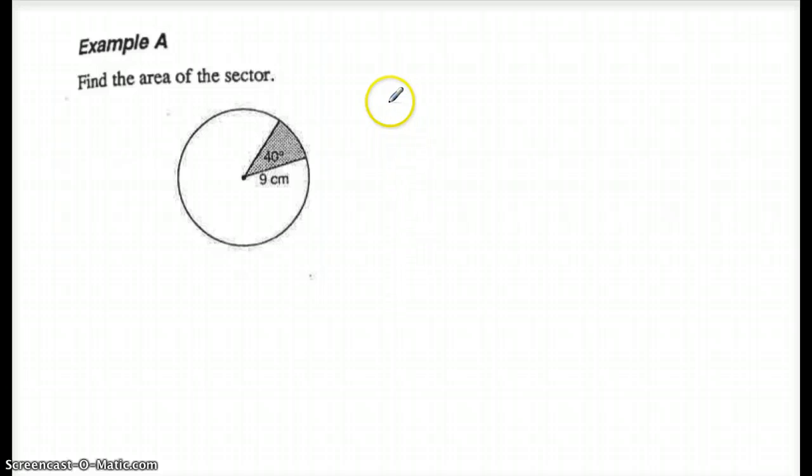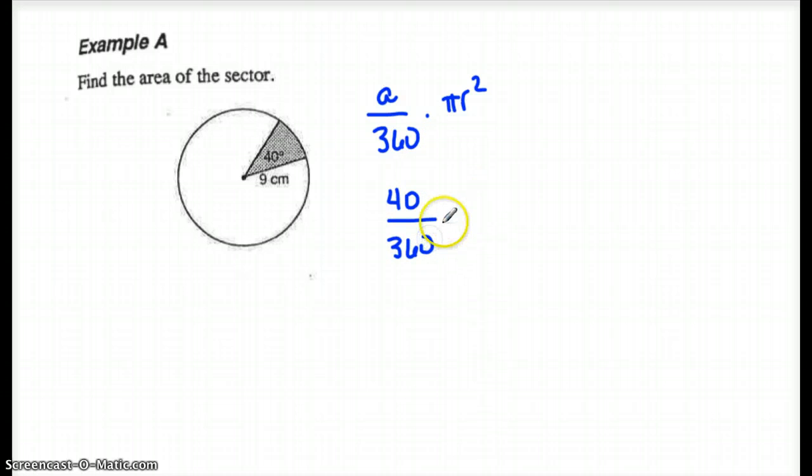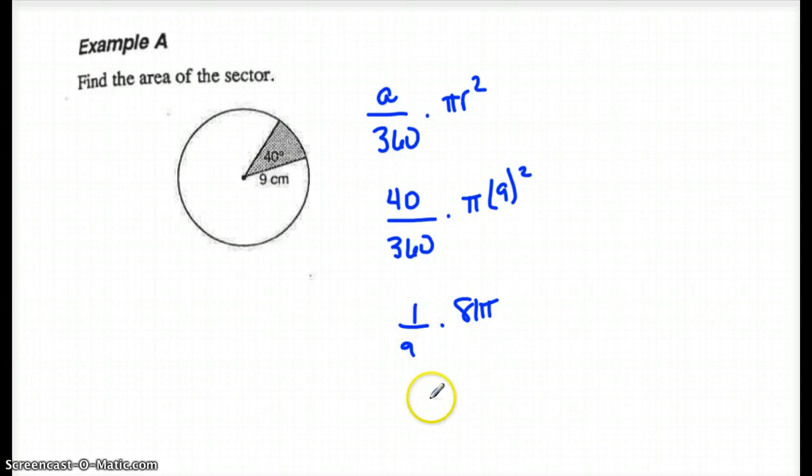To find the area of this sector, remember it's the measure of the central angle, which I'm going to call A, over 360, multiplied by pi r squared, which is the area of a circle formula. So in this case, we have 40 over 360, and we're going to multiply that by pi times the radius squared. Well, 40 over 360 reduces down to 1/9. 9 squared is 81, so we have 81 pi. And then 1/9 of 81 pi is simply 9 pi.